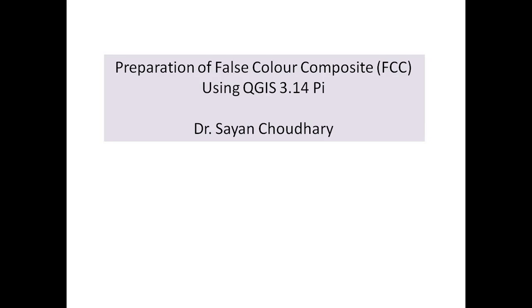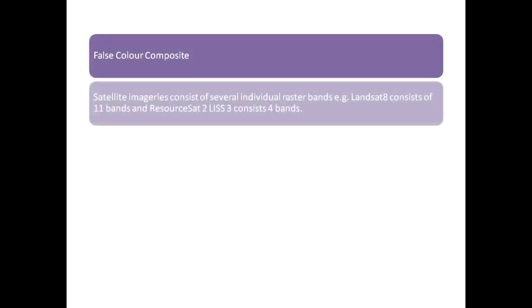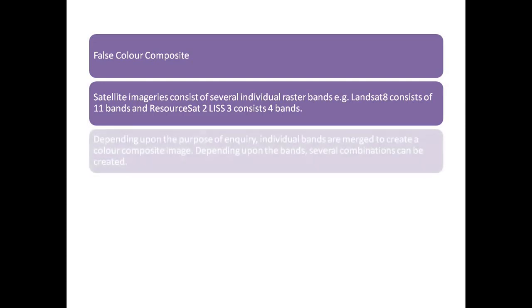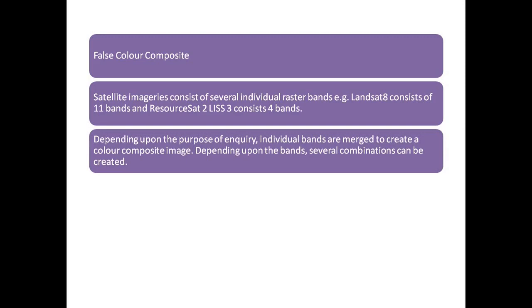In this lecture, I am going to demonstrate preparation of false color composite using QGIS 3.14 Pi. Satellite imageries consist of several individual raster bands. For example, Landsat 8 consists of 11 bands and ResourceSat 2 LISS3 consists of 4 bands. Depending upon the purpose of inquiry, individual bands are merged to create a color composite image.